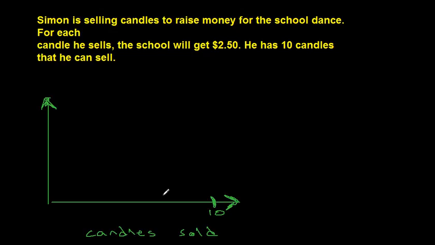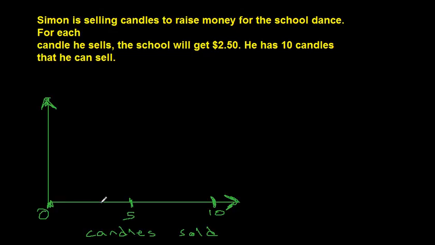So let's get back on track here. He could sell 10 candles, but somewhere down here, what should I make my halfway point, my midpoint? 5, absolutely. So that's going to make this first point down here 0.